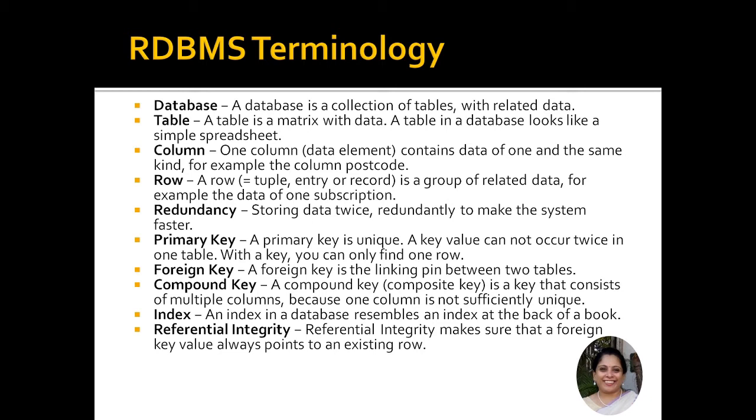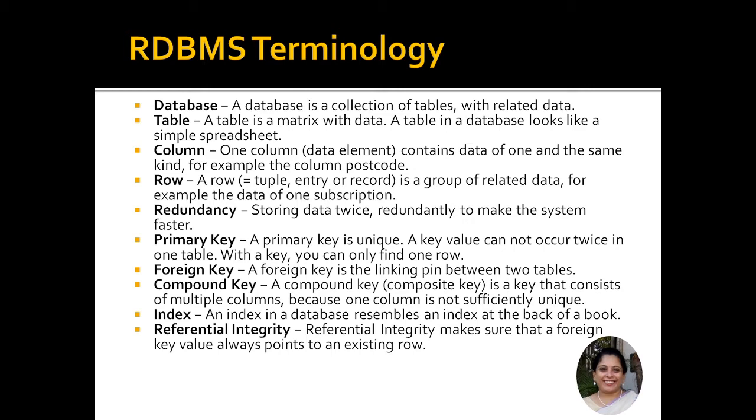Then we have the concept called redundancy. That is, I store the data twice and redundantly to make the system faster. Now, primary key. A primary key is a unique key which cannot occur twice in one table. With the key, you can only find one row. So, I have a unique identifier. For example, in a student table, I have the roll number which uniquely describes the student. So, it becomes my primary key.